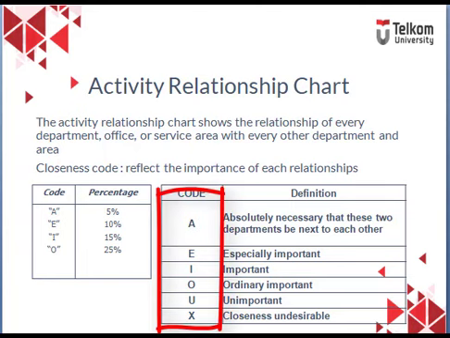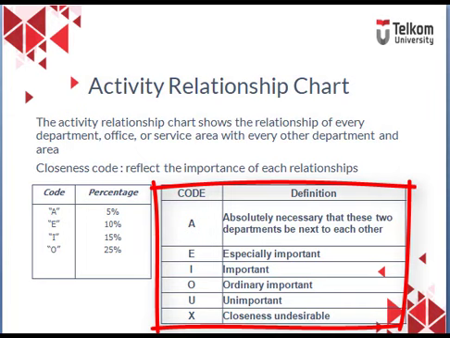A is absolutely necessary that these two departments be next to each other. E means especially important. I means important. O means ordinary important. U means unimportant. X means closeness undesirable.